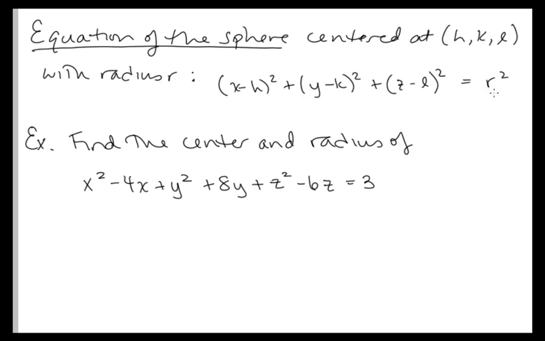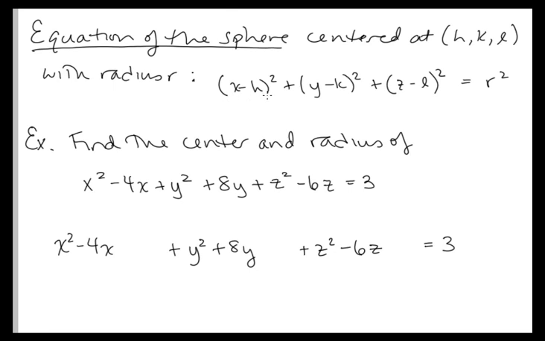And you've seen problems very similar to this in two-dimensional space for circles. It requires completing the square. So let's go ahead and do that. The first thing I want to do is separate my different variables. So I have x squared minus 4x, and I'm going to leave a little space, and then plus y squared plus 8y, and I'll leave some more space, and then plus z squared minus 6z, I'll leave some more space, and then equals 3.